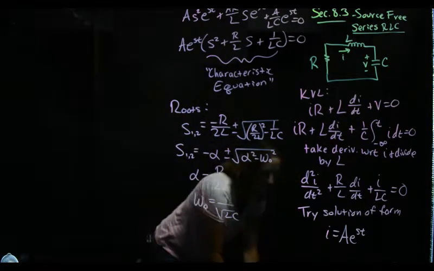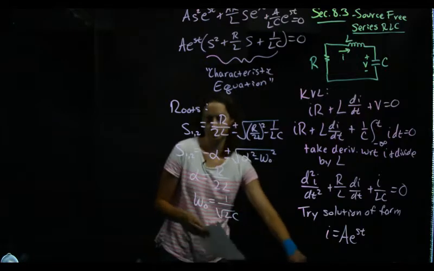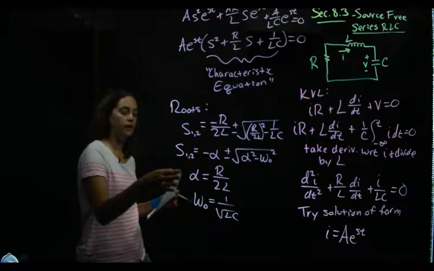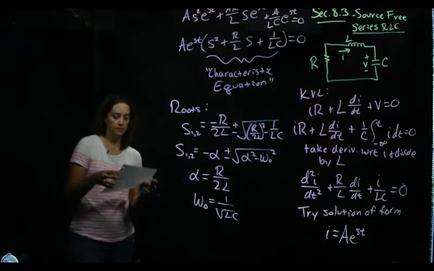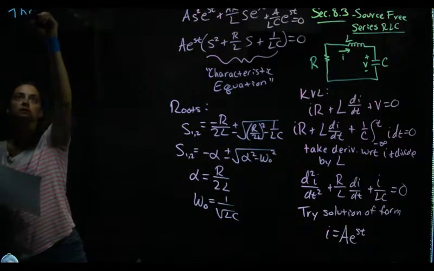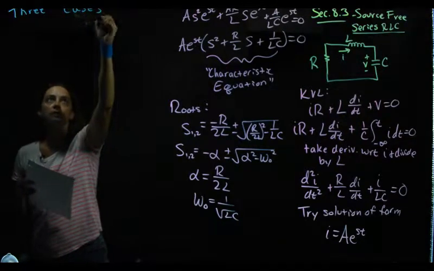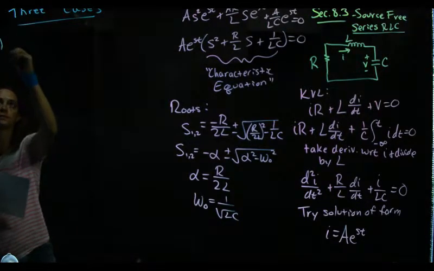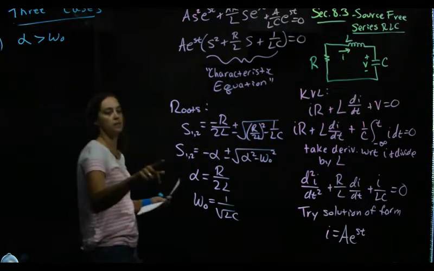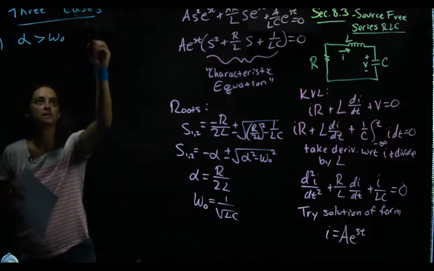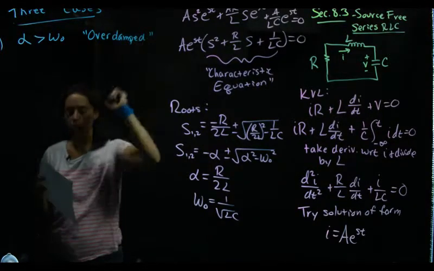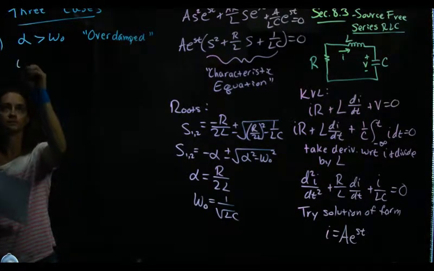Okay, so we have three cases for this type of problem. We can have alpha greater than omega naught, alpha equal to omega naught, or alpha less than omega naught. And each case gives us a slightly different solution. Three cases. And again, follow along with this in your text. Alpha greater than omega naught: if alpha is greater than omega naught, that means s1 and s2 are real. This is called our overdamped case. And please look in your text for a picture of what that means and what that looks like.